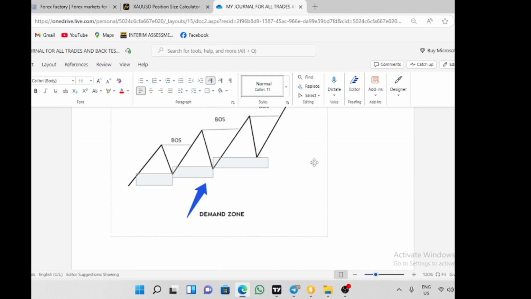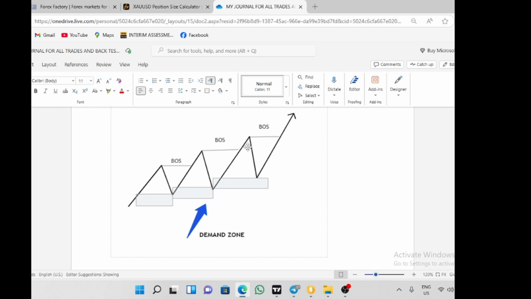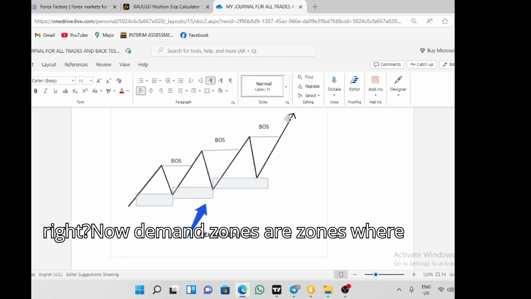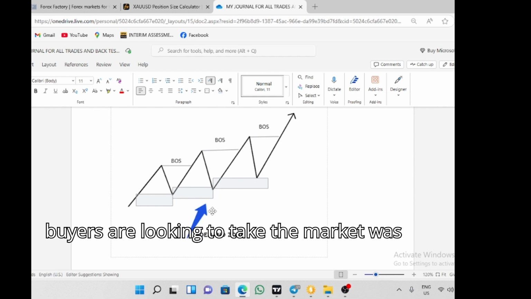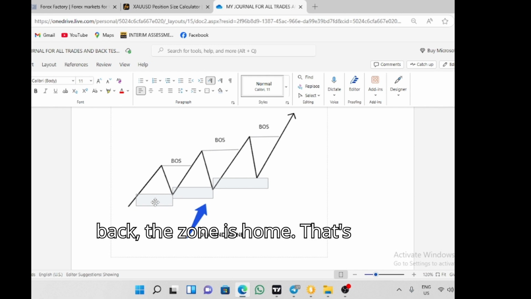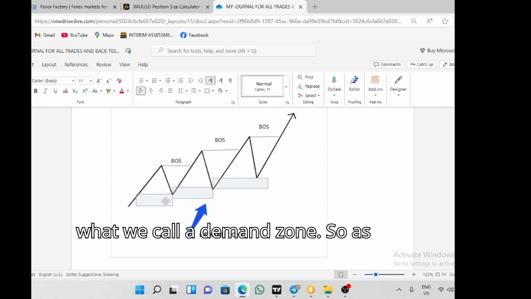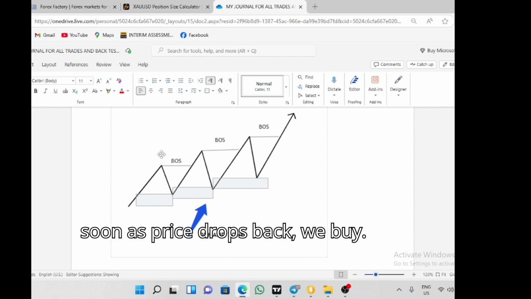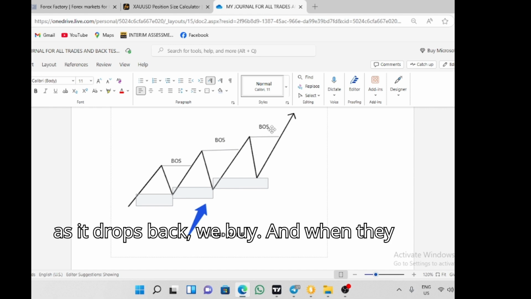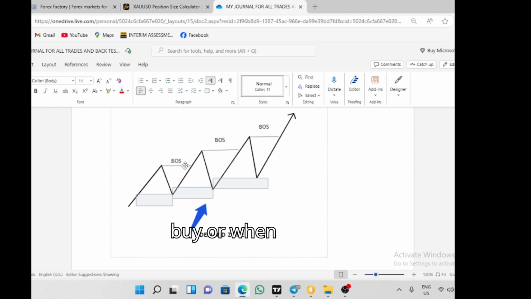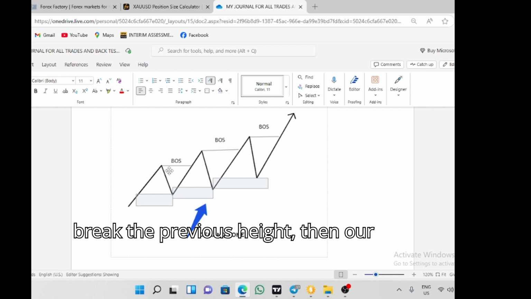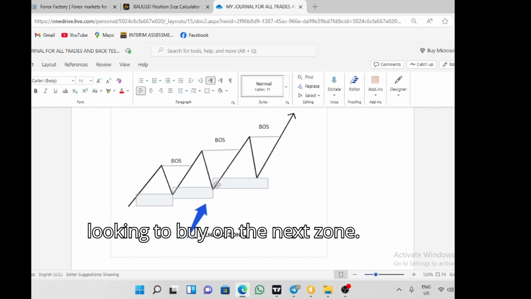When we are trending upwards, we obviously have higher high, higher low, higher high, higher low, higher high, higher low, then higher high, right? Now demand zones are zones where buyers are looking to take the market higher. So as soon as price comes back, the zone that is formed, that's what we call a demand zone. So as soon as price drops back, we buy. And when the zone is able to push price to break the previous highs, then our structure is really solid and we are looking to buy on the next zone.